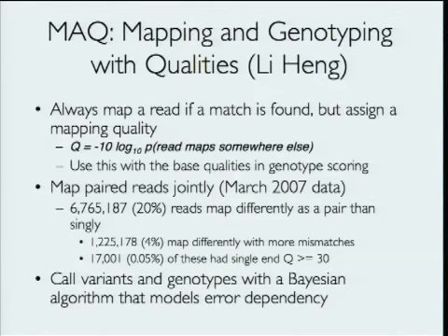Of course, it's not so surprising that 1 in 2,000 of the things mapped with an error rate of 1 in 1,000 are misplaced. But I think it shows you're not as confident. Finding a unique best match is not confident enough, in fact, for calling things. Okay, and then we have a Bayesian algorithm that models the error dependency for calling the genotype.